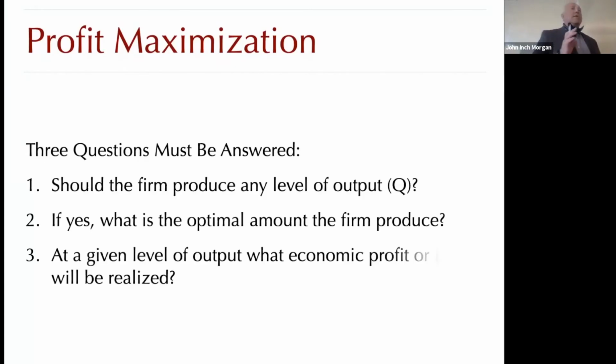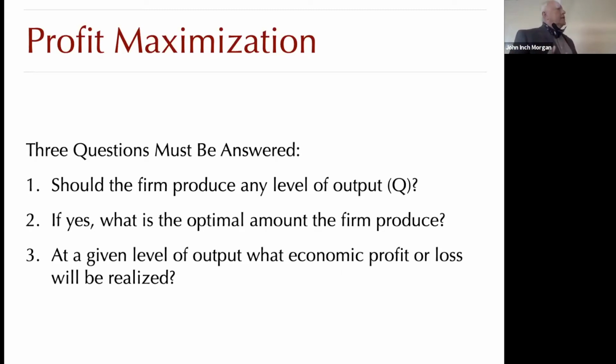So anytime that a firm wants to identify, how do I maximize my profit? Here are the three questions that must be asked and answered. Should the firm produce at any level of output? When I'm asking that question, what I'm saying is, if I produce at any level, am I going to make any money coming in? You could produce at a certain level, and if your costs are too high, then you're losing money. So obviously, if you're losing money, don't produce anything.